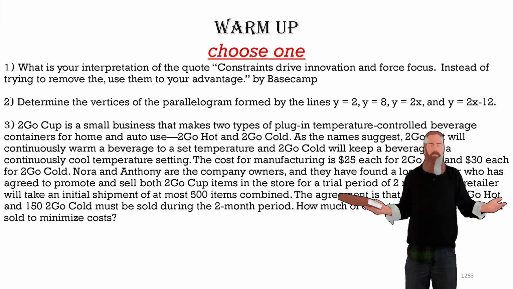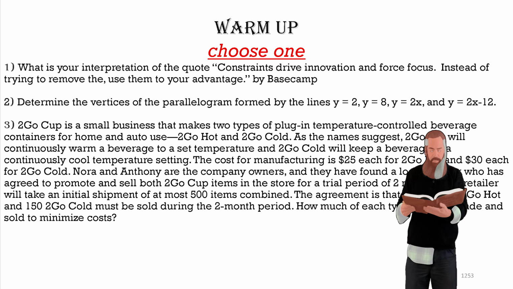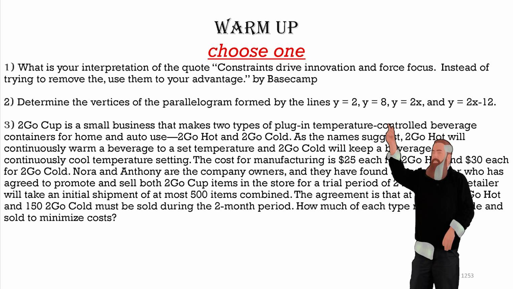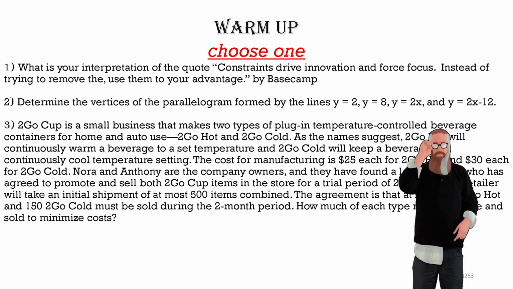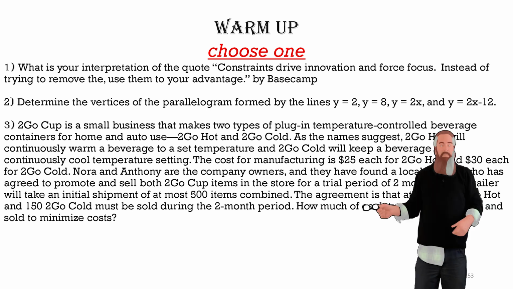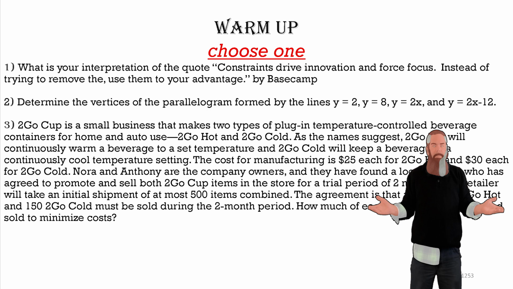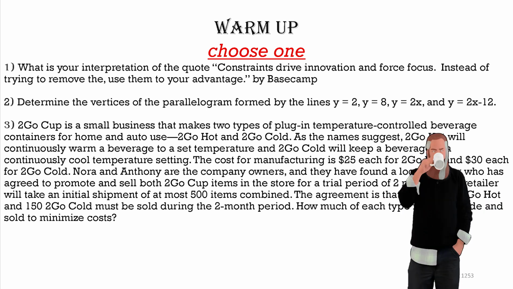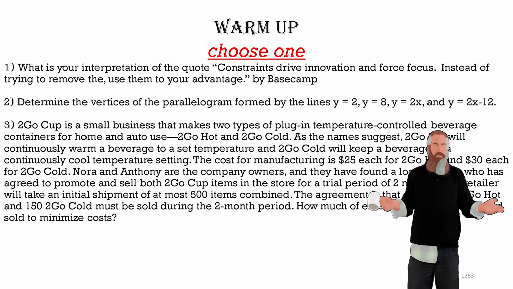Now let's take a look at a problem you will be able to do by the end of this lesson. The To-Go Cup is a small business that makes two types of plug-in temperature-controlled beverage containers for home and auto use, To-Go Hot and To-Go Cold. As the name suggests, To-Go Hot will continuously warm the beverage to a set temperature, and To-Go Cold will keep a beverage at a continuously cool temperature setting. The cost for manufacturing is $25 each for To-Go Hot and $30 each for To-Go Cold.